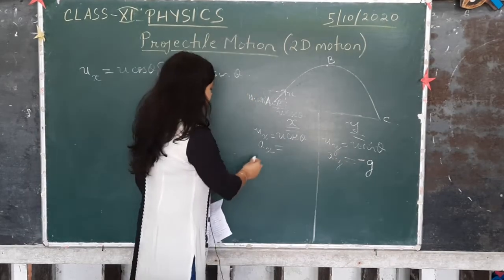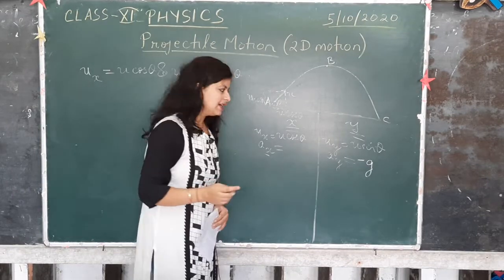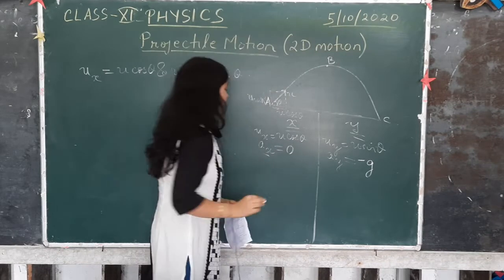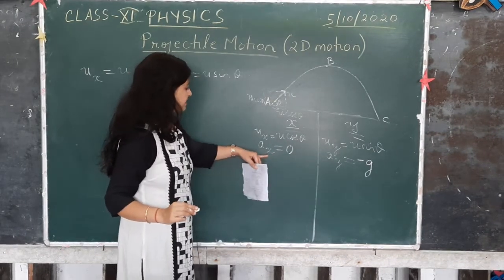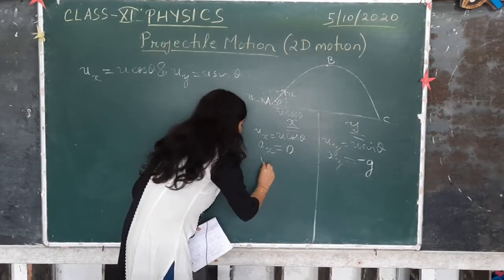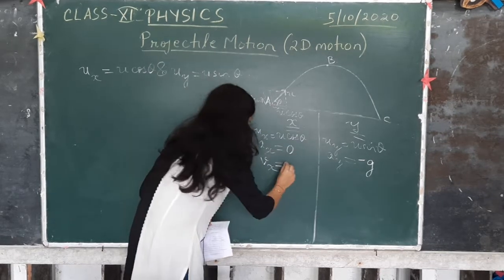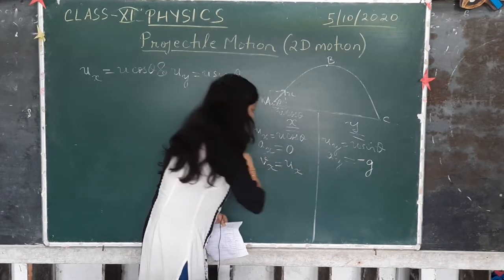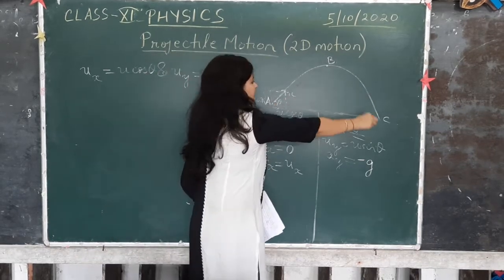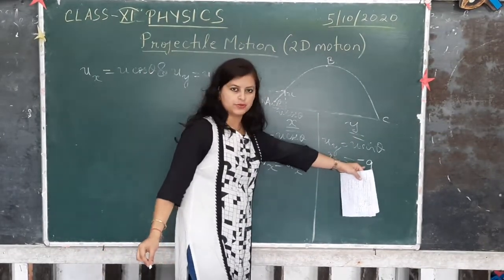All right. And ax, as I told you, the only acceleration acting here is due to gravity. So along the x there is no acceleration due to gravity, so it will be equal to 0. Now if acceleration is equal to 0, that means it is an unaccelerated motion along the x axis. That means velocity at each and every point is a constant, which is again equal to the initial velocity. All right.